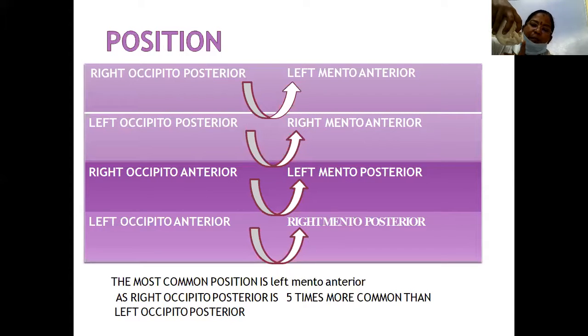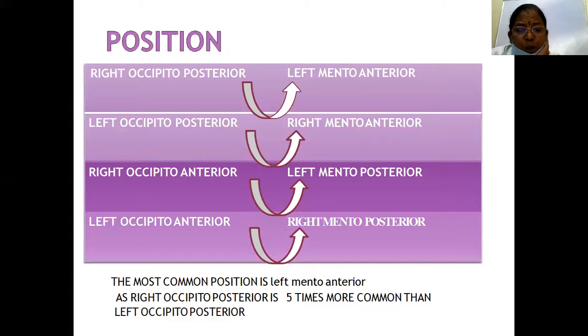Left mento-anterior, where the mentum is pointing to the left side of the pelvis. Then there is right mento-anterior, when it is a left occipito-posterior position. Then right occipito-anterior becomes left mento-posterior. And left occipito-anterior will turn into the right mento-posterior position. The most common position is left mento-anterior, because the right occipito-posterior position will change like this when there is extension.